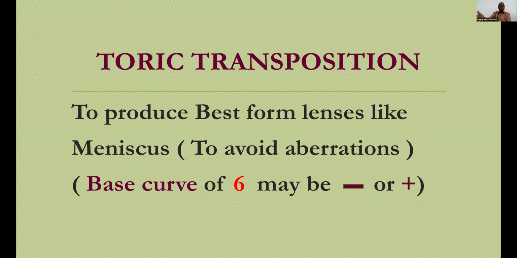Third step. Bring the base curve, minus 6, whatever is there. The 6, you bring it and write it as the cylinder. The base curve power, regular 6, you write it as the cylinder. But a cylinder should have an axis. If your prescription has an axis of 90, the base curve cylinder should be 180. You write the base curve power as cylinder and write the axis opposite to your prescription axis.